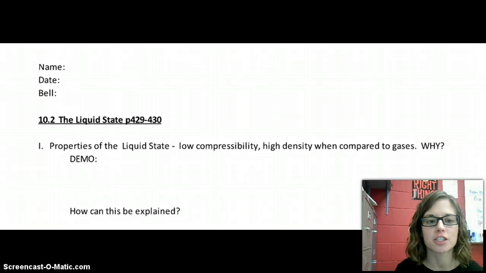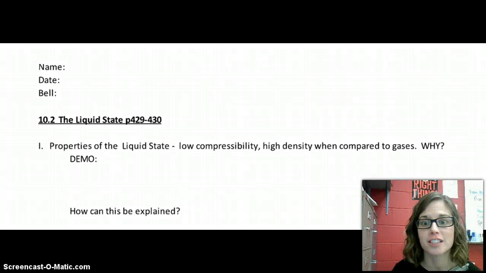This is Mrs. Blankenship, and I'm here to talk about the liquid state. To start with, I'd like to talk about properties of gases versus liquids.